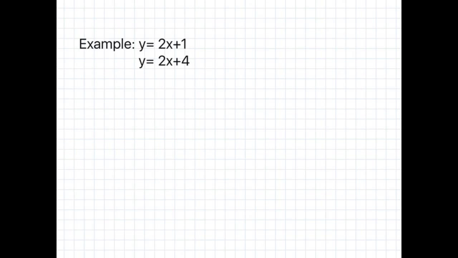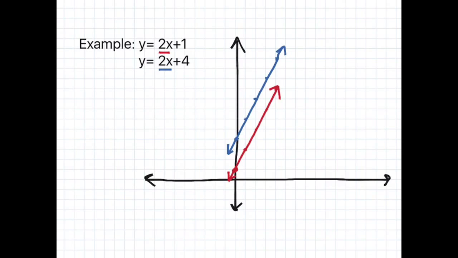So here's our example. It is y equals 2x plus 1 and y equals 2x plus 4. We see that they have the same slopes, which also means that they will be parallel. So let's graph this to make sure we are right. So as we can see, these lines are parallel, which means they will never intersect and never form a solution, leaving the answer to be no solution.